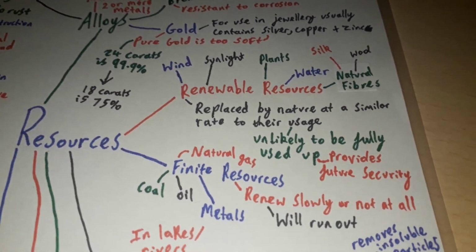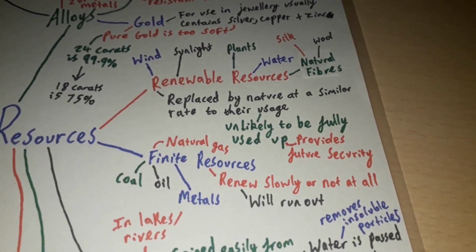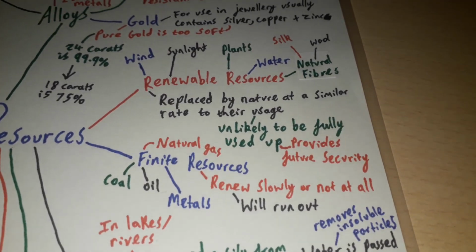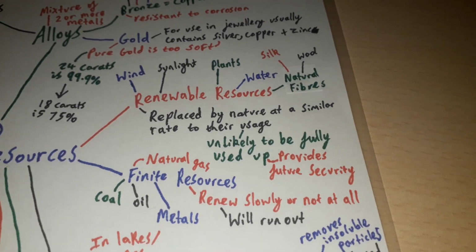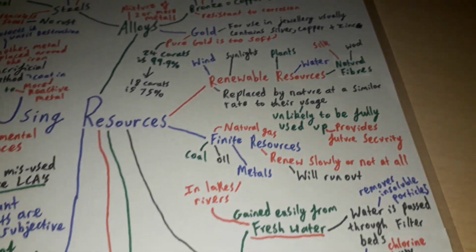The other type of resources is finite resources, and these resources renew slowly or not at all, meaning they will eventually run out, and this includes things like coal, oil, natural gas, and metals.